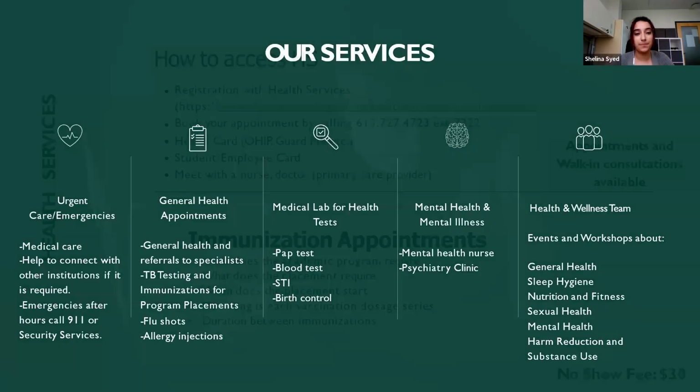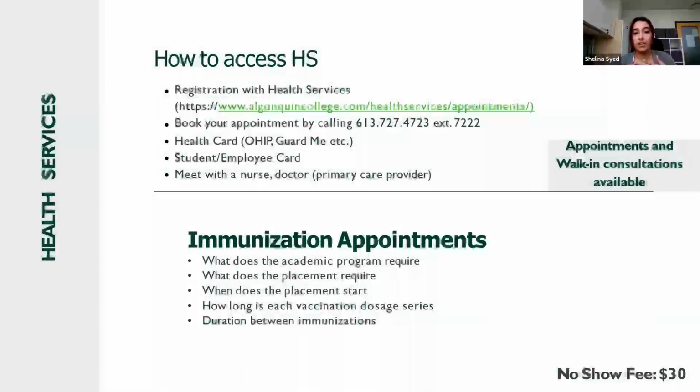Next slide, please. So this is just kind of how to access it. You can register as a new patient through algonquincollege.com/health-services, and you would just put in all of your information to become a new patient. Once that has happened, then you can either call or go in person to book your appointment. And GuardMe insurance is also covered there, so it's just important to note to bring that. And if you are an Ontario resident, bring your OHIP card with you and your student card as well.